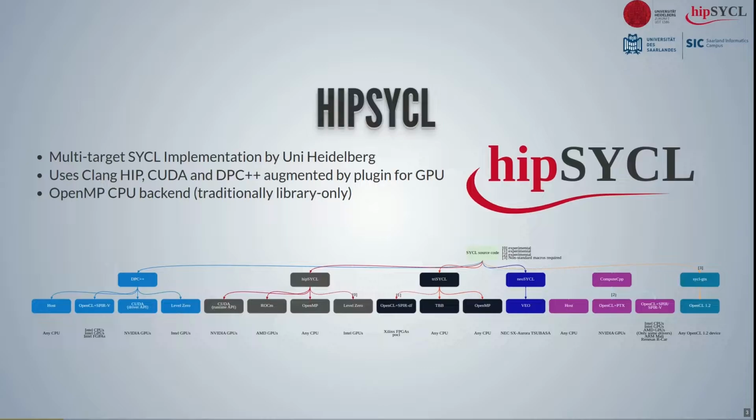hipSYCL is a multi-target SYCL implementation that's mostly driven by Uni Heidelberg's Aksel Alpay. It reuses the already existing Clang toolchain, augmented with a Clang plugin to target GPUs. It also features an OpenMP CPU backend that can be used in a library-only fashion. This means wherever you can compile hipSYCL, you can use SYCL on CPUs.